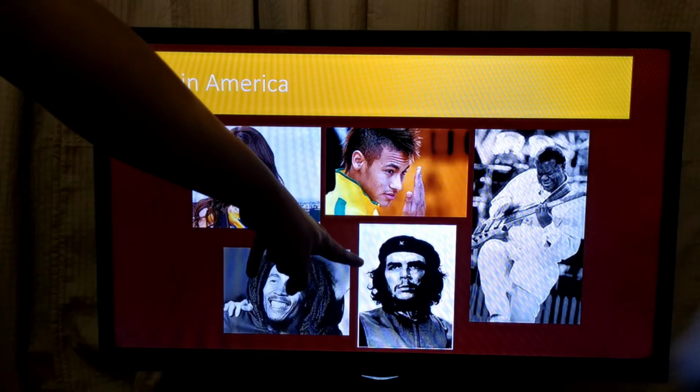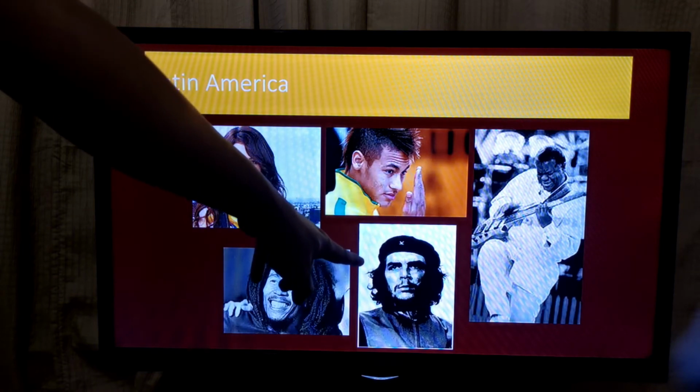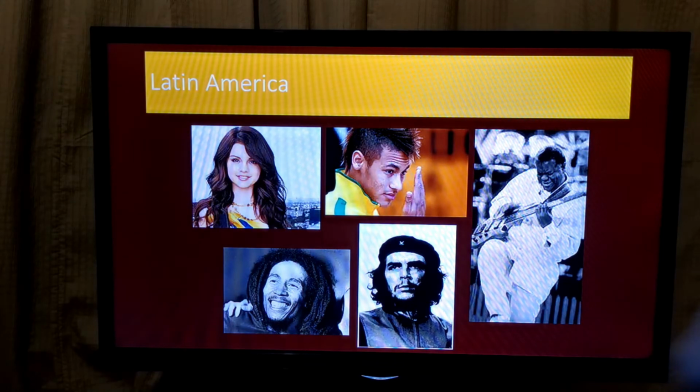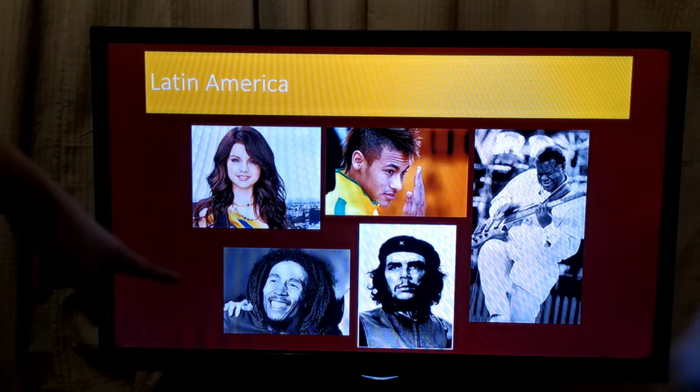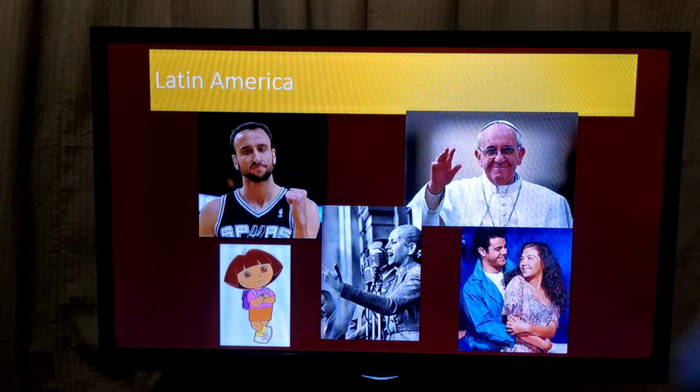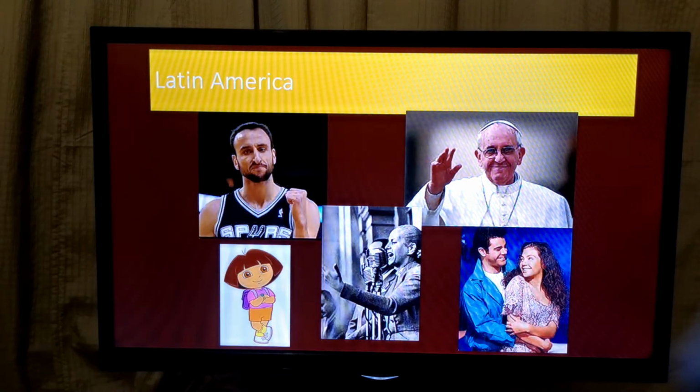This guy's Cuban. You see him in the t-shirts. I think his name is Che Guevara. Okay? And of course, Bob Marley, also in some t-shirts of cool guys. So these are some people who hail from South America and they're famous. From Latin America, rather.